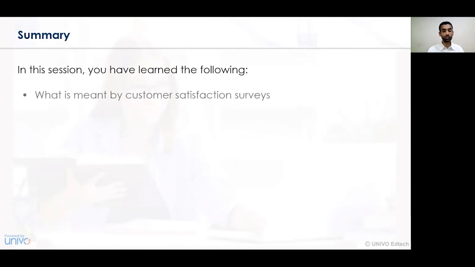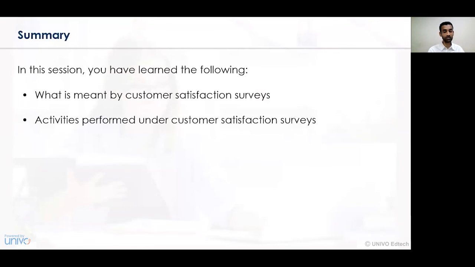Now let's summarize what we have learned in this session. In this session, we have understood what we mean by a customer satisfaction survey, what the various activities performed under the customer satisfaction survey are, and what the benefits of a customer satisfaction survey are. Simultaneously, we have also seen the various modes or tools for customer satisfaction surveys and how those tools can be implemented in business organizations.